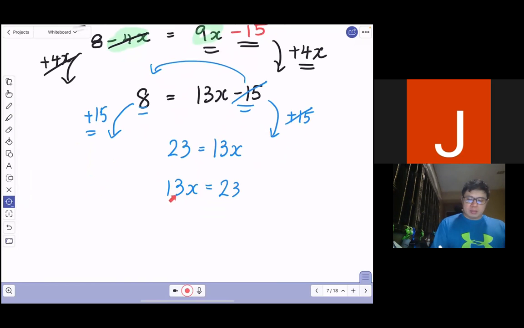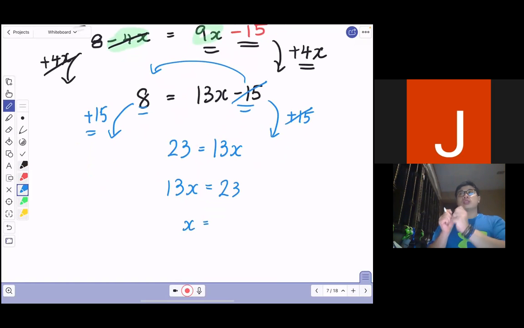More presentable. Now, eventually we want to get to the value of x. x equals to something, and this x has coefficient 1. So how do we get to coefficient 1? Simply divide by 13 on both sides. Now your answer will just be equal to 23 over 13.